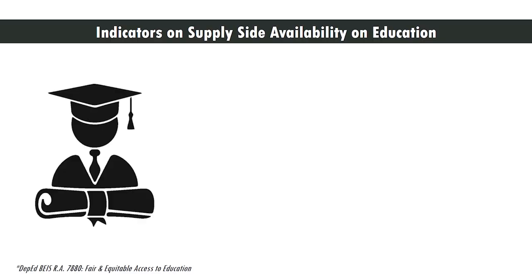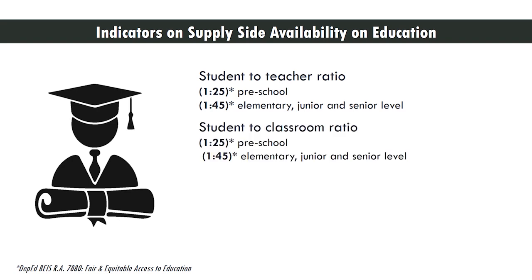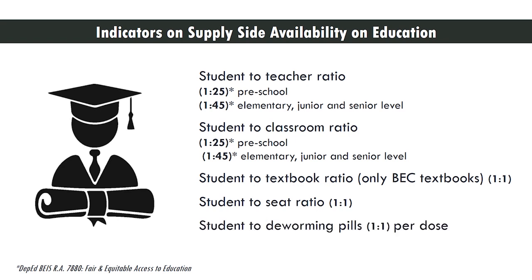The indicators for education are student to teacher ratio, which is 1 is to 25 for preschool and 1 is to 45 for elementary, junior, and senior level. Student to classroom ratio, which is also 1 is to 25 for preschool and 1 is to 45 for elementary, junior, and senior level. Student to textbook ratio, which is 1 is to 1. Student to seat ratio, which is 1 is to 1. Student to deworming pills, which is also 1 is to 1 per dose. And area per student ratio.